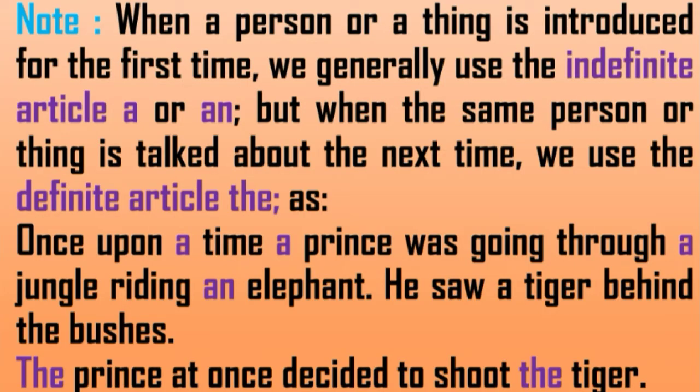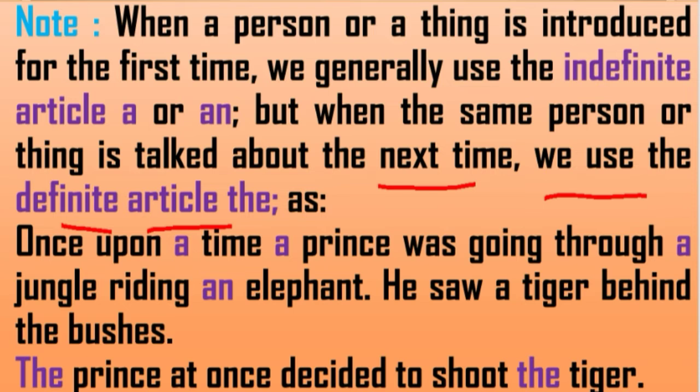When a person or thing is introduced for the first time, we generally use the indefinite article a or an. But when the same person or thing is talked about the next time, we use the article the. Is it clear now? When we mention any person or thing for the first time, the indefinite article is used. The same thing, if we repeat it the second time, in that case we use the definite article the.